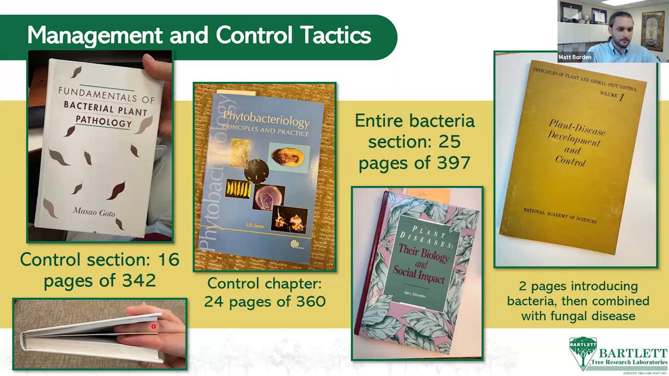So this was a fun example. This is Fundamentals of Bacterial Plant Pathology. It's a very good book, but the control section is only about 16 pages out of 342. And that's a very common trend as I went through a lot of my books. The control chapters are often some of the shortest chapters in the book, which doesn't bode terribly well for us because most of those control sections are written for, again, agriculture. Nevertheless, we glean what we can to apply to our industry.